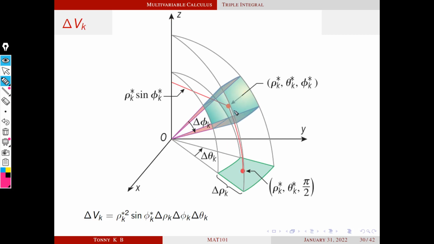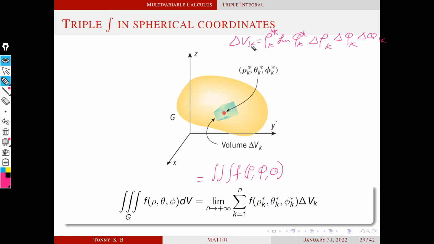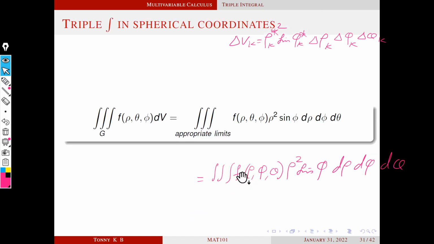For the volume of the kth spherical wedge, we can show that delta Vk equals rho k star square and sine phi k, delta rho k, delta phi k, and delta theta k. The proof of this delta Vk is beyond the scope of our syllabus, so I just leave the proof. Anyway, this is possible. Once delta Vk is like this, then we can write our sum. What about this triple integral? Sorry, there is a square, so rho k star becomes rho square and sine phi, and delta rho k becomes d rho, d phi and d theta. So this is the idea of triple integral in spherical coordinates.